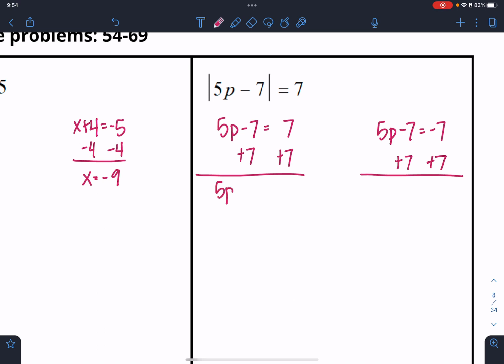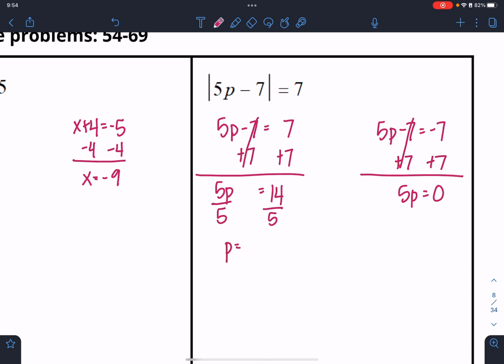So this one is 5p equals 7 plus 7 is 14. Then this one is 5p equals negative 7 plus 7 is 0. So that is okay. Sometimes people see the 0 and they're like, I did something wrong. You can have nothing on one side of the equation. Now I'm going to divide. I'm going to divide by 5.